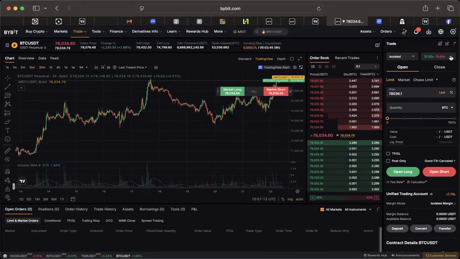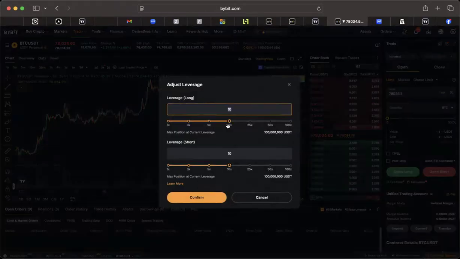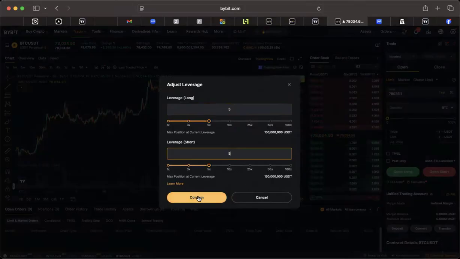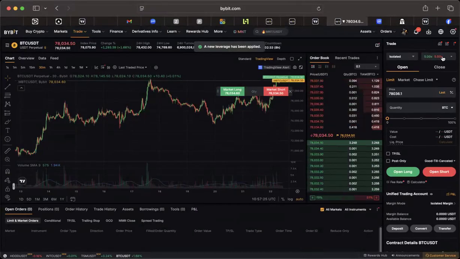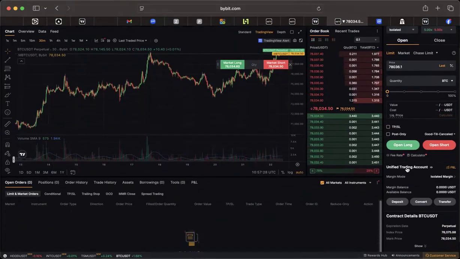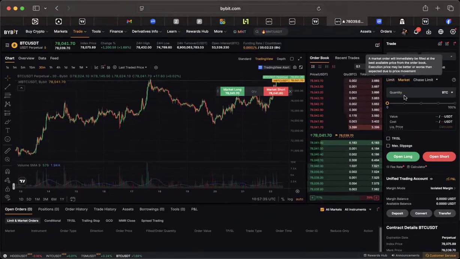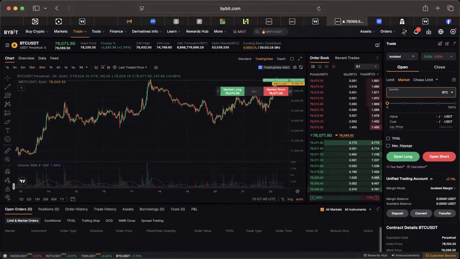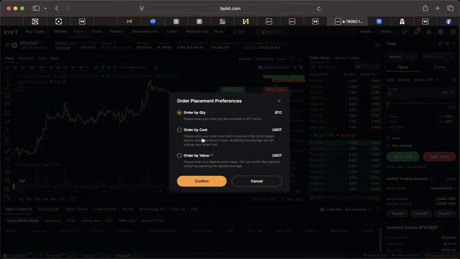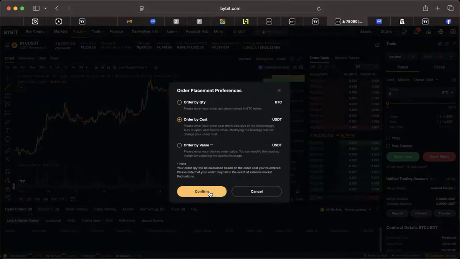Then if you want to trade, are you going to use 10x or 20x or 50x? As a beginner, you may want to use just 5x so as not to expose your account to too much risk. You confirm that first. Having confirmed that, you now want to enter a trade. Is it a market price or limit order? If it's market price, you put how much you want to buy. If you want to put it in dollars, order by cost in USDT, so that you will not be confused.